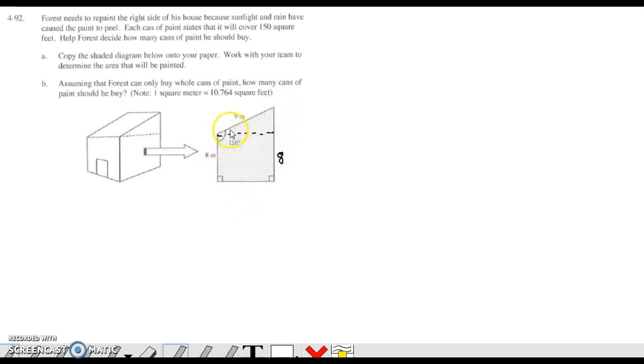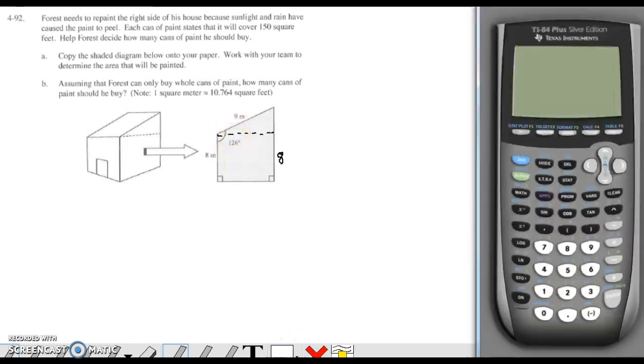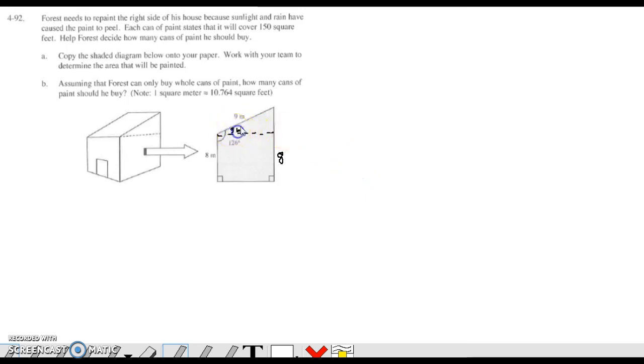So the first thing I'm going to do is figure out what this lovely angle is. In my calculator, I'm just going to say 126 minus 90. The reason I'm going to minus 90 is because if these are right angles, this will also be a right angle. So that means that this angle up here is going to be 36 degrees. So 36 degrees. Okay, so I'm just going to build this out a little bit clearer so we can see it. So 36 and 9.